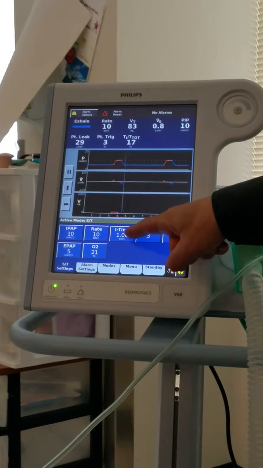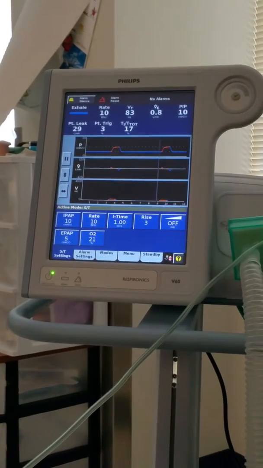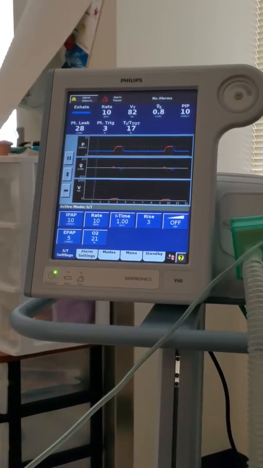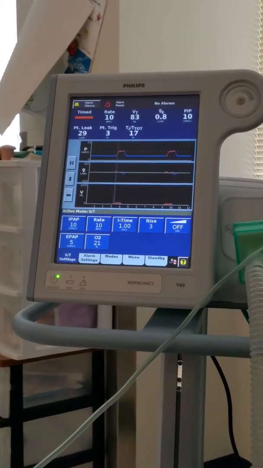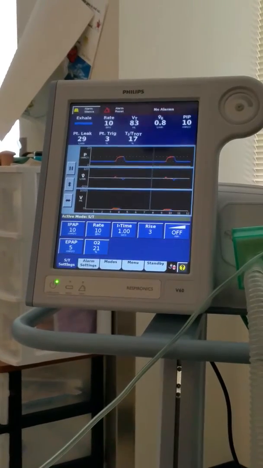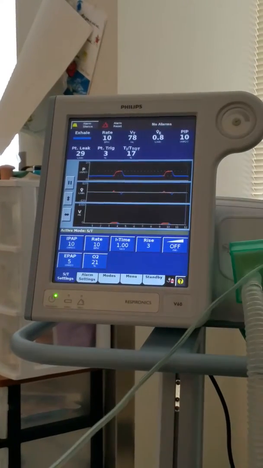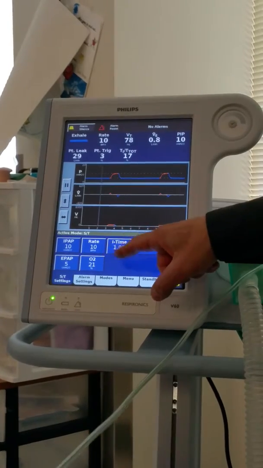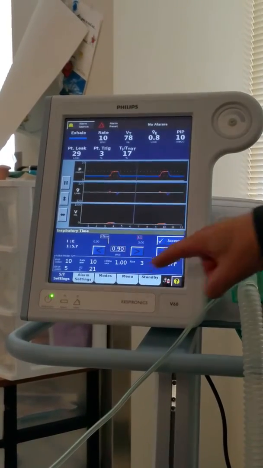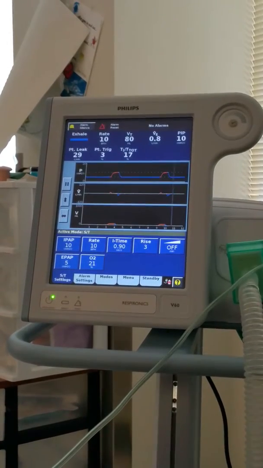Down here we have our I time, which is 1 second. What is a normal anatomic I time? About 1. Look at one of those people over there and tell me how long they take to inspire. About 1 second. So that's a good I time. And you could change that. So how do you change it? Touch it. Let's make it 0.9. Go down to 0.9, hit accept. Now you have an I time of 0.9.